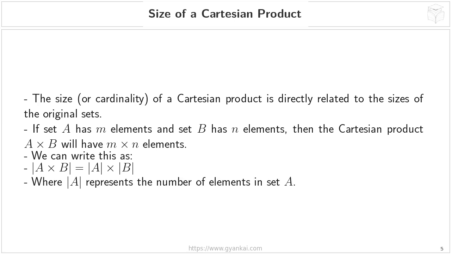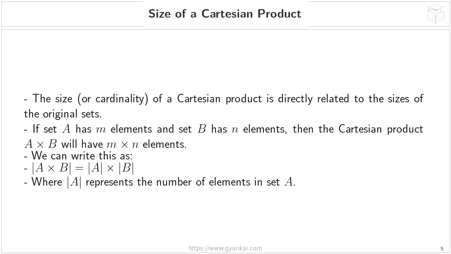Now let's break down that notation. The vertical bars, absolute value, around a set, like |A|, simply represent the number of elements within that set. So, |A| means the number of elements in set A. Therefore, the formula is just a concise way of saying the number of elements in A cross B is equal to the number of elements in A, multiplied by the number of elements in B. This is a really important concept, and we'll solidify it with an example on the next slide.